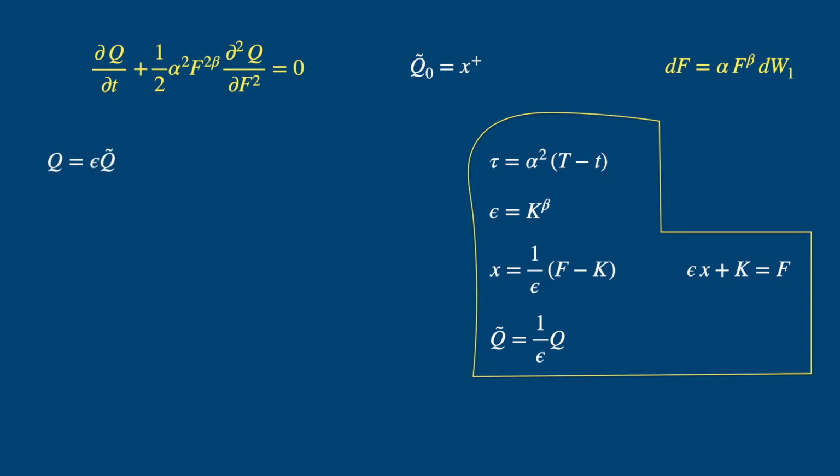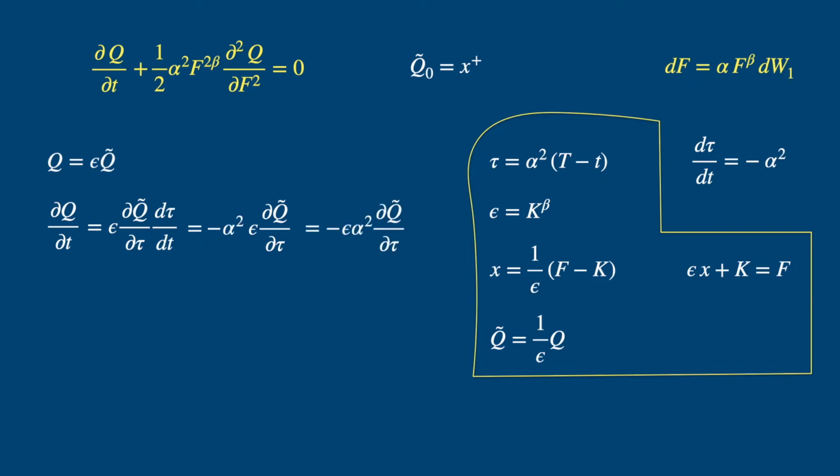Let's transform the PDE now. The time derivative will get transformed into derivative with respect to tau. So we just use the chain rule. And we then just need the derivative of tau with respect to t, which is just minus alpha squared because capital T is constant. So we substitute minus alpha squared and then just rearrange the terms.